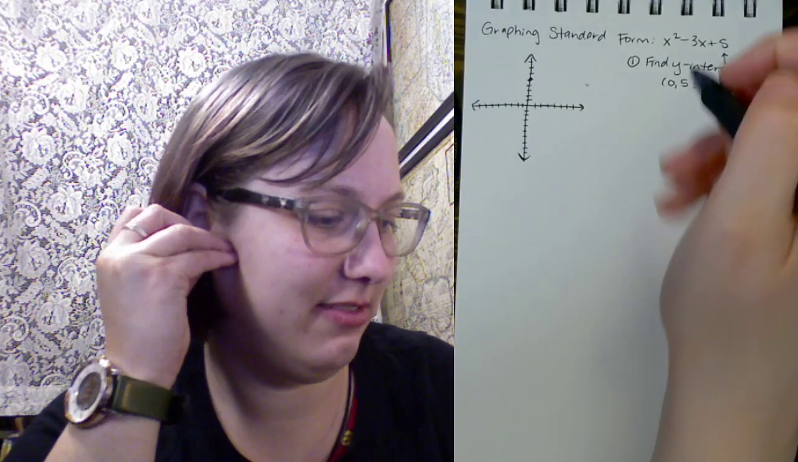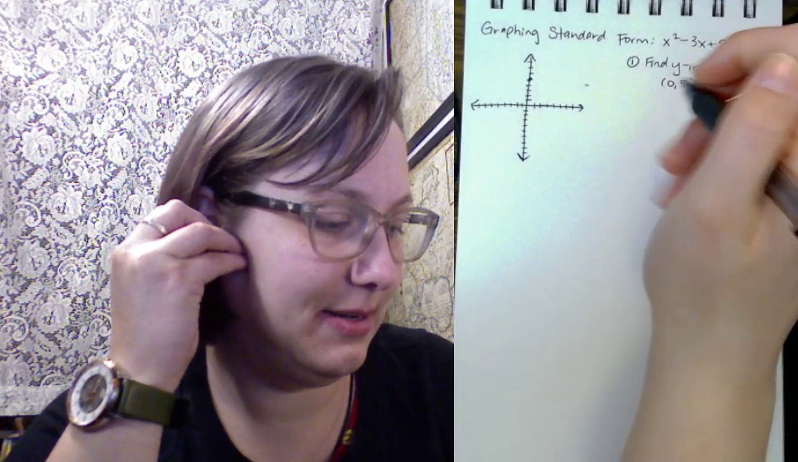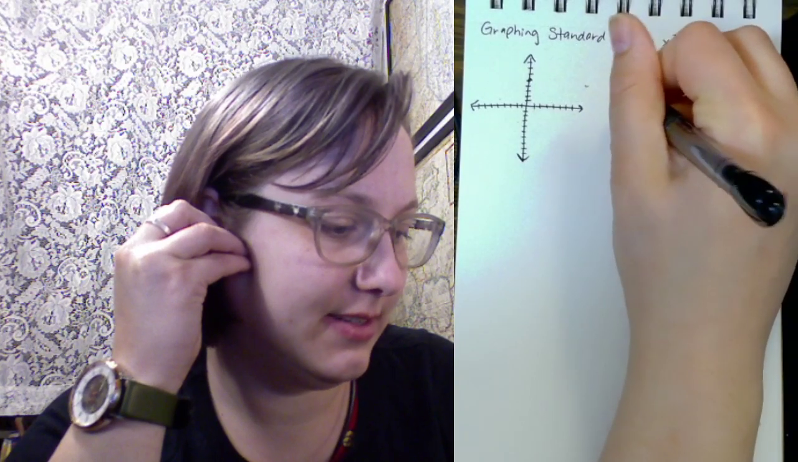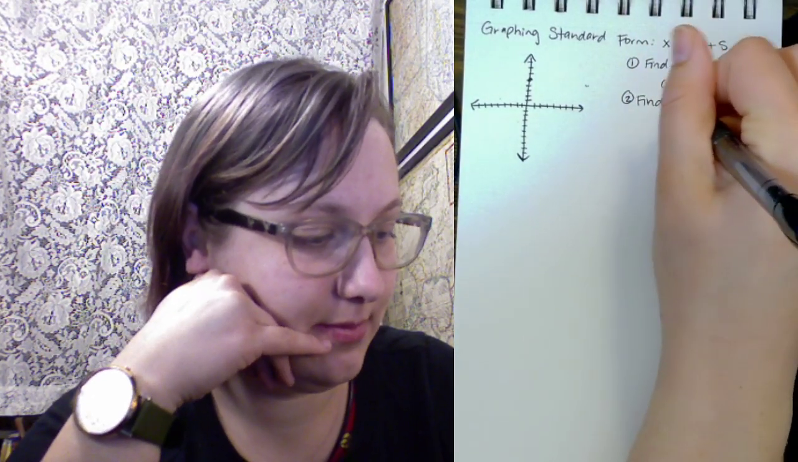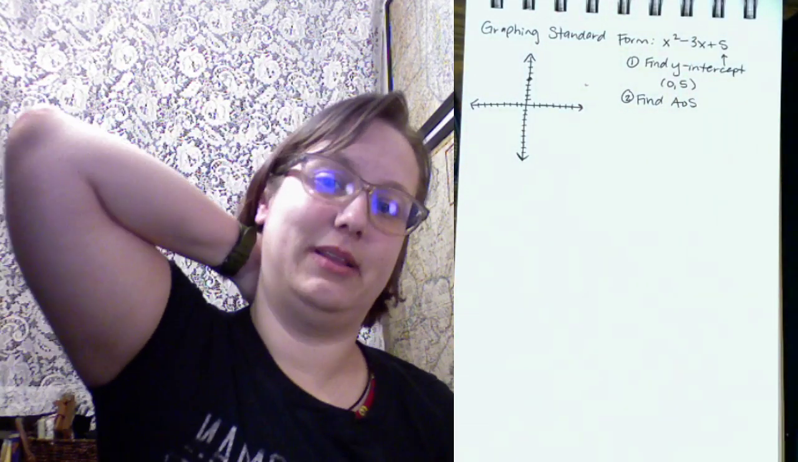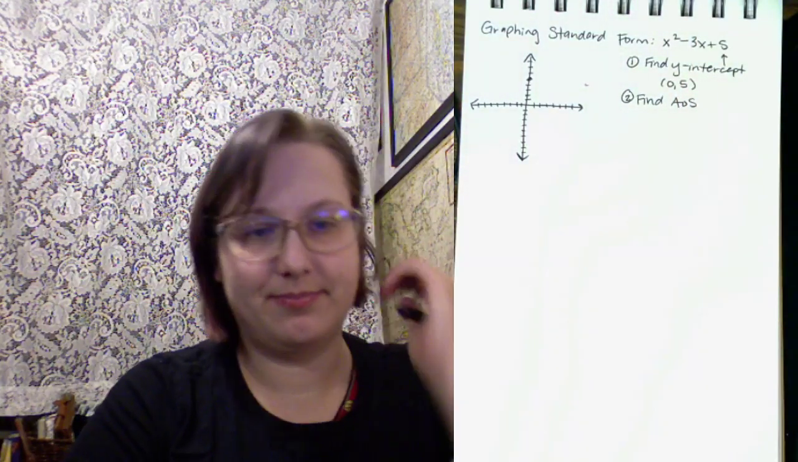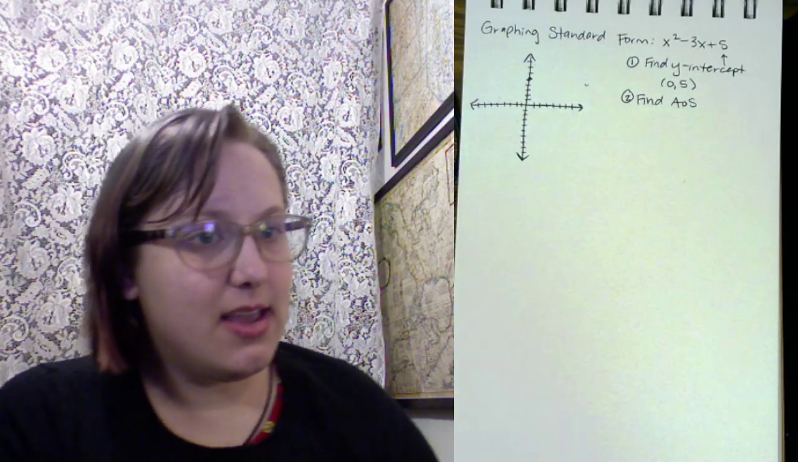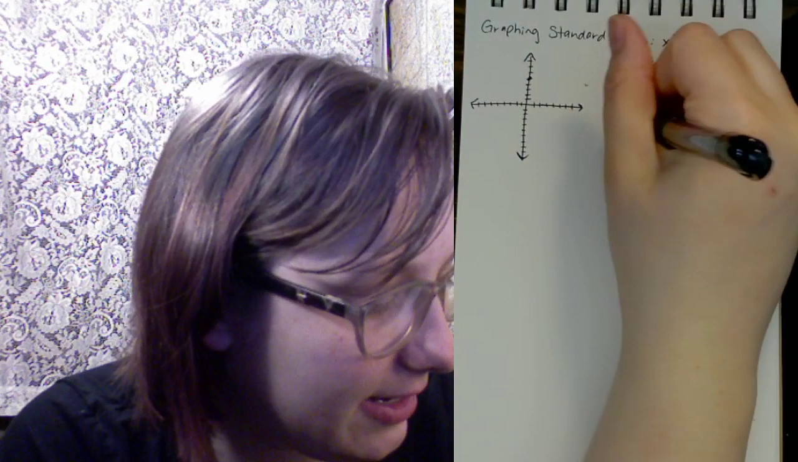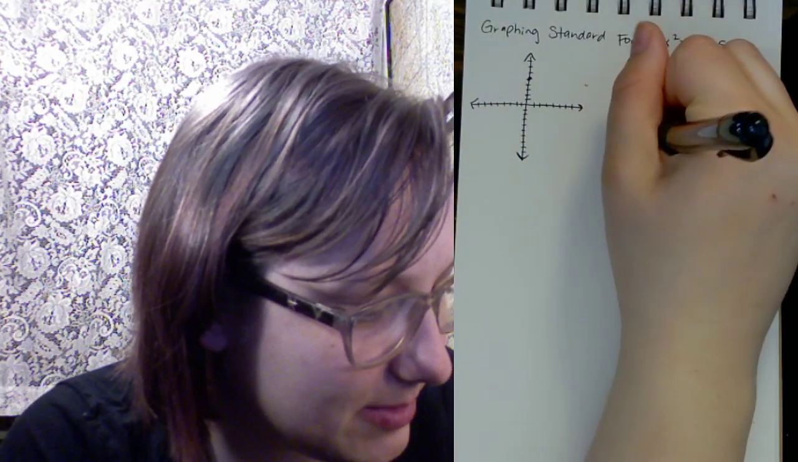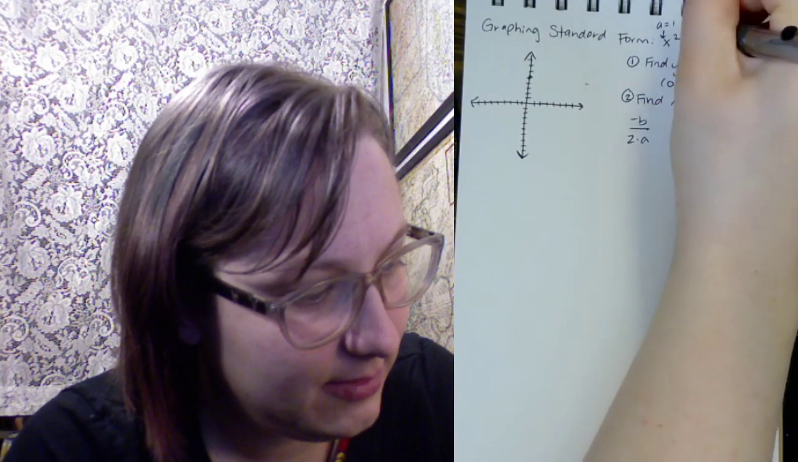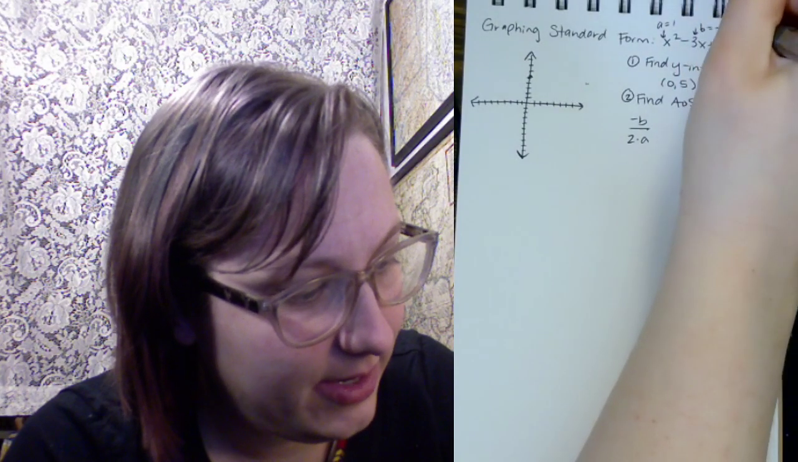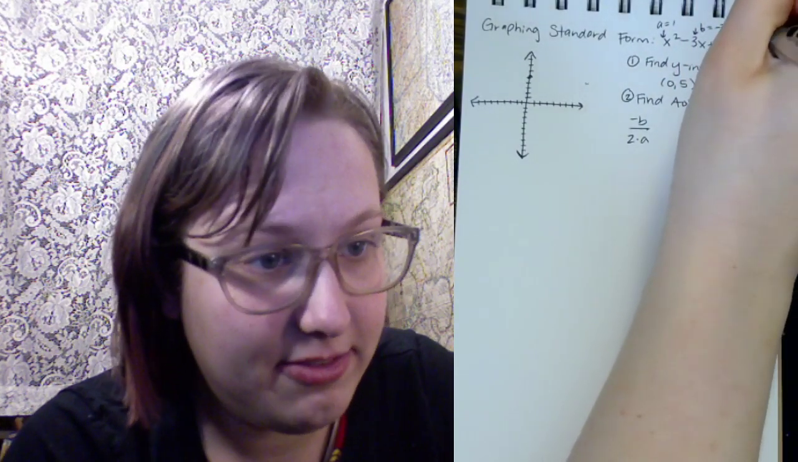Okay, so (0, 5). And then what we're going to do is find the middle line, which is the axis of symmetry. And I don't feel like writing it all out, but that's what it is. It's that line down the middle. So what we do is we do negative b divided by 2 times a. And in this case, a is 1, b is negative 3, c is 5.